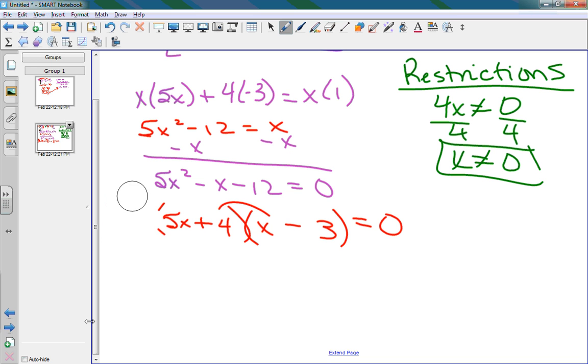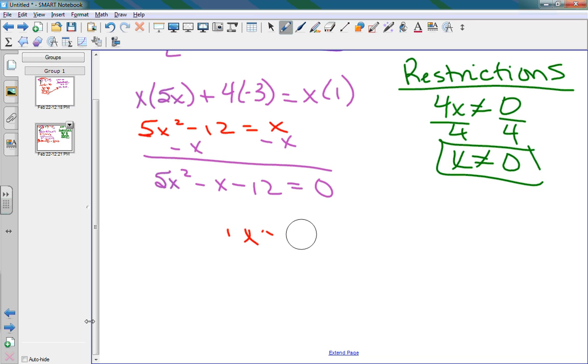It's not factorable, which means you have to use x equals negative b plus or minus the square root of b squared minus 4ac all over 2a.